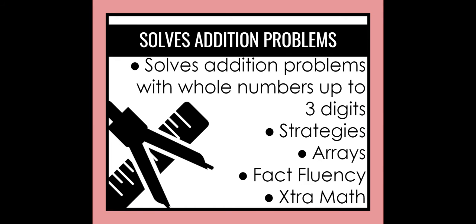The next category is solves addition problems. In second grade, we go up to 3-digit addition and subtraction. So we start out very basic. At the beginning of the year, we've been doing 1-digit and 1-digit addition and subtraction using strategies like doubles and make a 10. So all of those strategies are very important to grasp addition through 20.